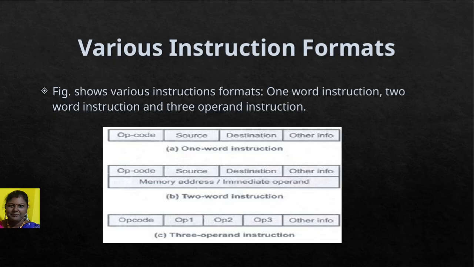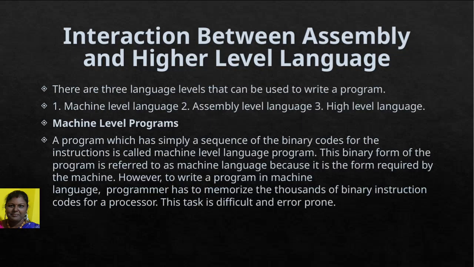When we talk about writing programs, there are 3 main language levels to consider. First, machine-level language. This is the raw binary code that the computer actually understands. It's made up of sequences of zeros and ones, directly telling the hardware what to do. But writing in machine language is tough. Programmers have to memorize thousands of these binary instructions, which makes it error-prone and complex. Then there's assembly language and high-level languages, which help bridge that gap. We'll explore how these levels interact next.